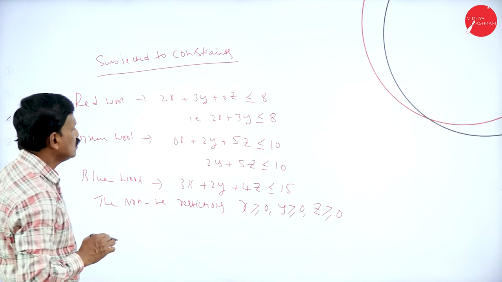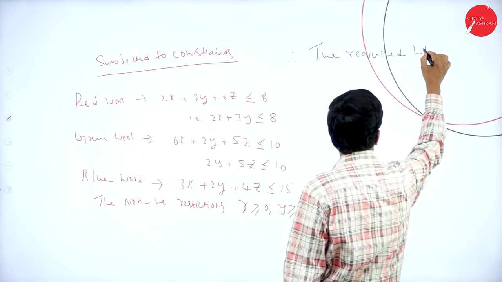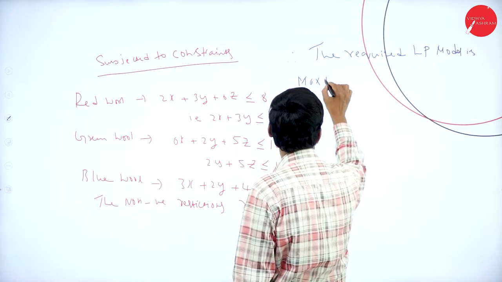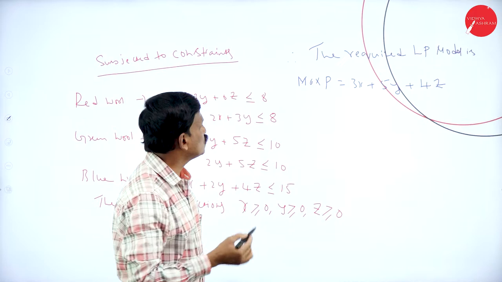So the non-negative restrictions are x is greater than or equal to 0, y is greater than or equal to 0, and z is greater than or equal to 0. Therefore, the required LP model is, first, maximum of P is equal to 3x plus 5y plus 4z.